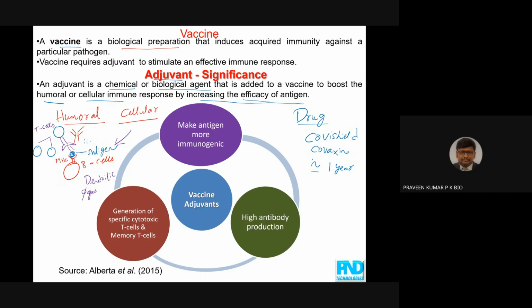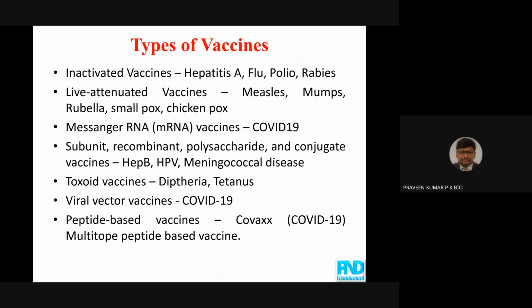If you see the vaccine adjuvants, the properties of vaccine adjuvants are to produce high antibodies. As I mentioned, the only cells which produce antibodies are B cells, B lymphocytes. The next thing is to make the antigen more immunogenic. If it creates more immunity, then it is more applicable for treatment or for prevention of disease, isn't it? And similarly, generation of specific cytotoxic T cells and memory T cells. These are the major applications of vaccine adjuvants.